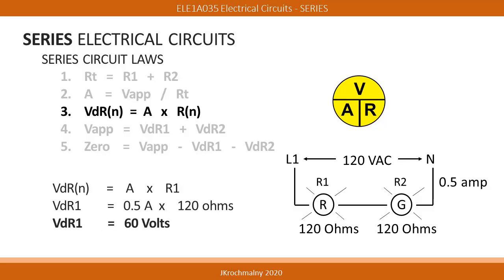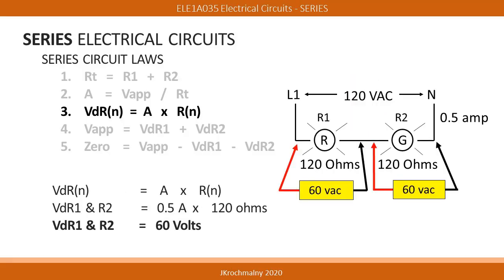The third law of series electrical circuits states that the voltage drop across each load is equal to the amperage found anywhere in that circuit multiplied times the resistance value of that particular load. Referencing the R1 load having 120 ohms of resistance, and multiplying this times 0.5 amps, which appears anywhere in the circuit, it equals 60 volts dropped across that load. Notice that with the R2 load having the same resistance value, it also has a voltage drop across it of 60 volts as well.